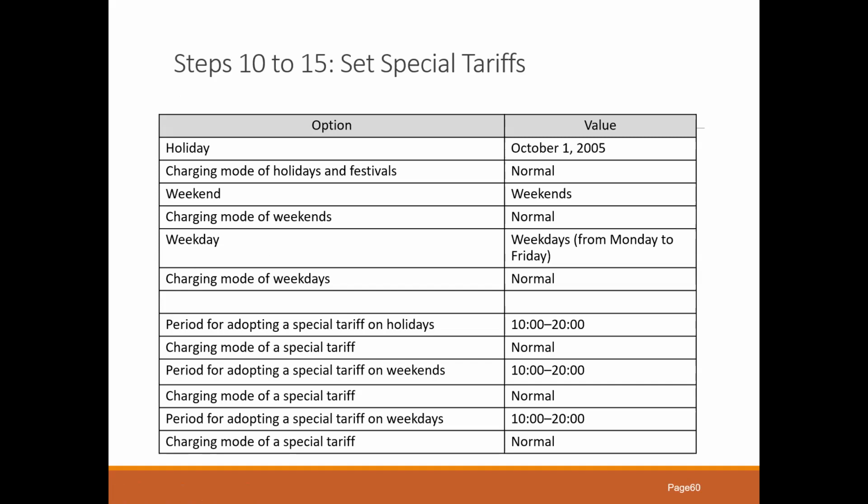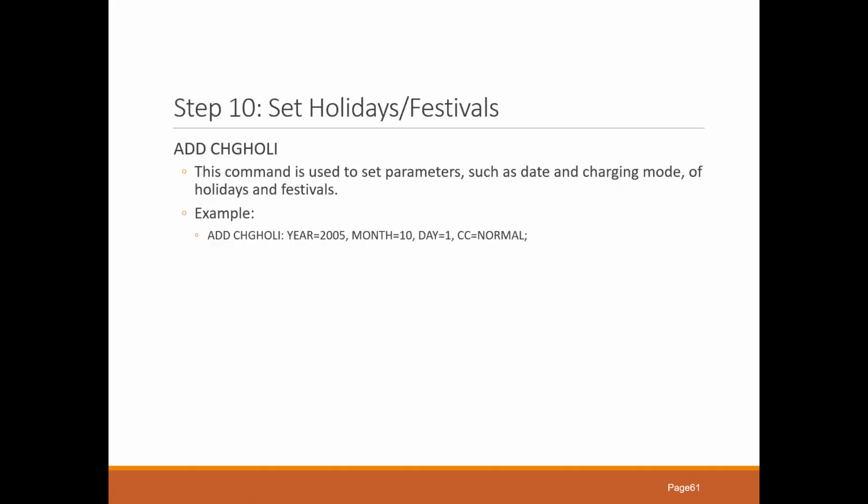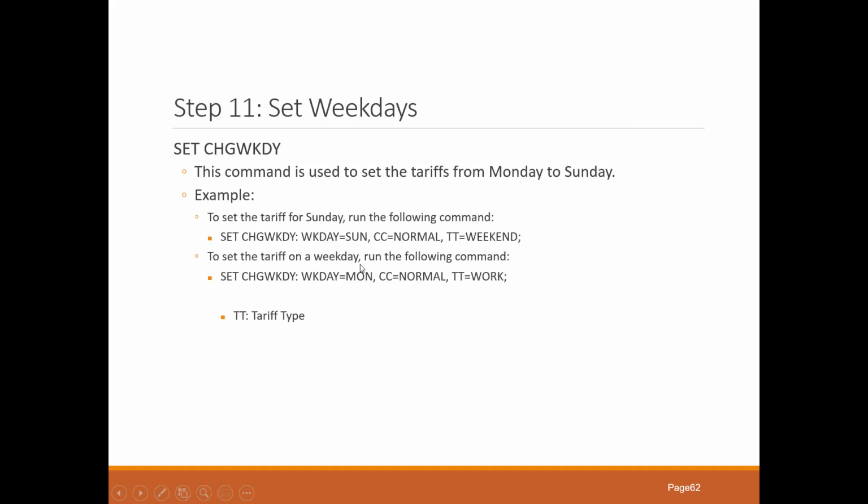Step 10 to 15 is for your special tariffs, where you can specify a specific tariff for holiday, for weekend, for specific timings and all that. So it gives an example of that. For example, if you need to specify a holiday, you can specify the month and day, and you can specify that on this month, day and year, what sort of charging needs to be done, and normal charging needs to be done. And if you need to specify a tariff type, which sort of charging is going to be done on your weekday and weekends, you can specify that the CC type is going to be normal for weekend, and it is going to be normal for work days as well. And you can modify it based on your requirement. You can set it to flat rate, hot billing, or anything like that.